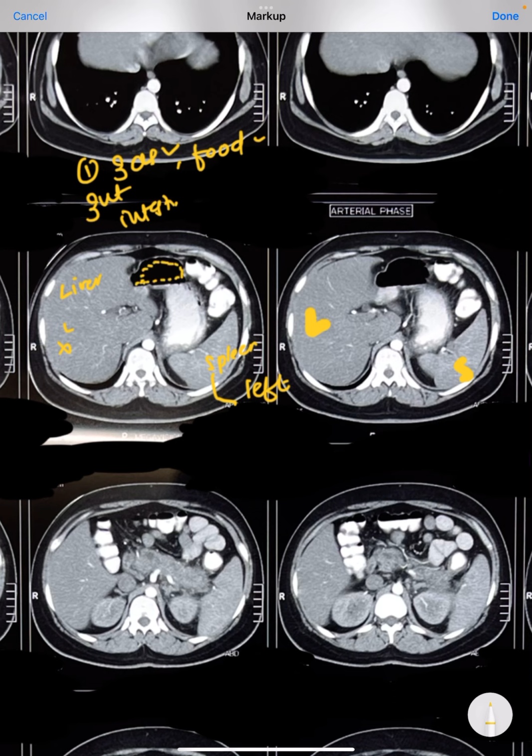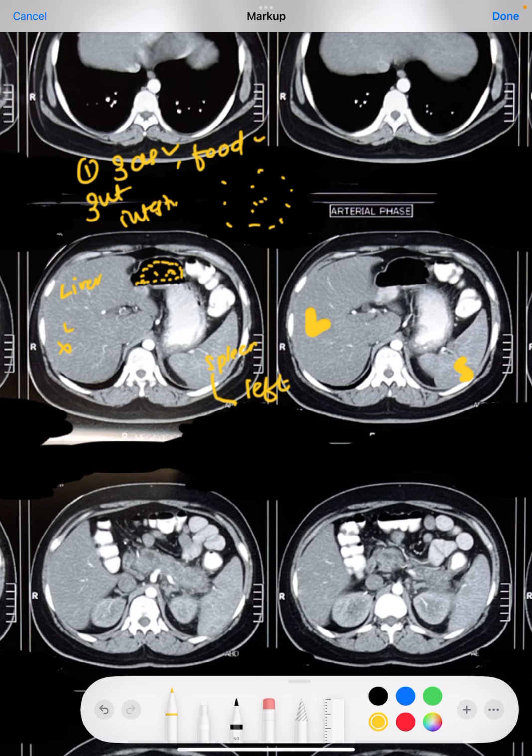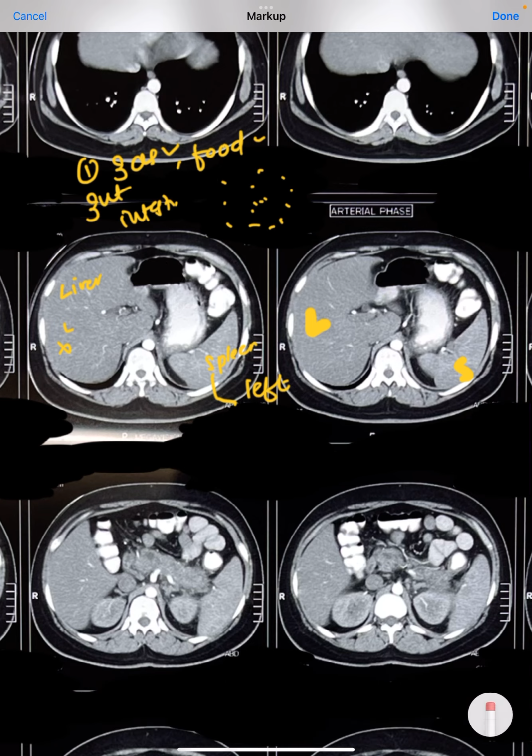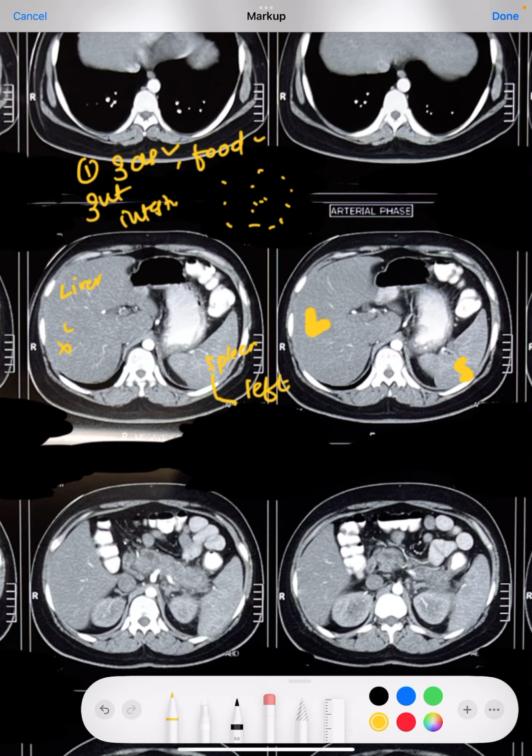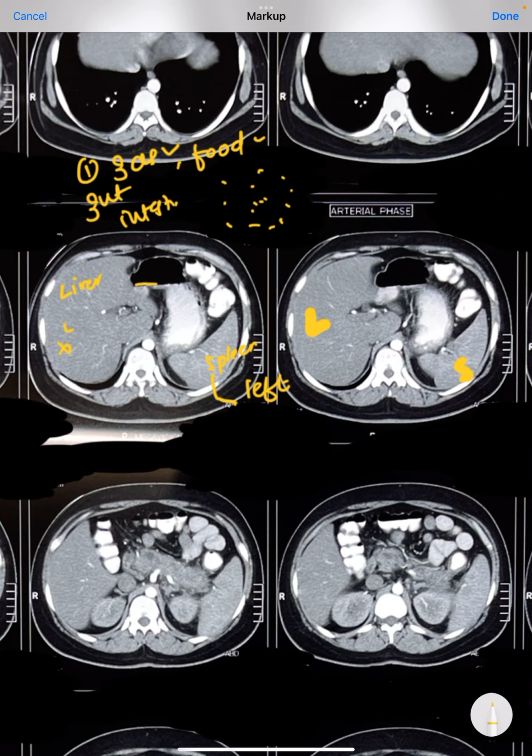We can always know that gas or air is the most dark black. This is dark black, and this is the same as this. So this is jet black, this is air. This is an air fluid level, which means there is some food or some liquid inside.